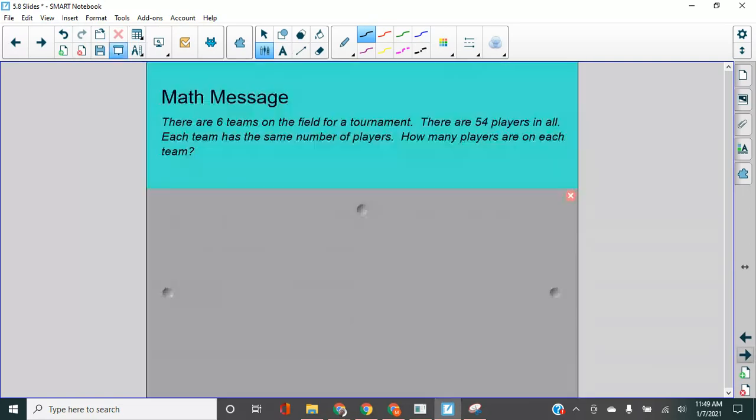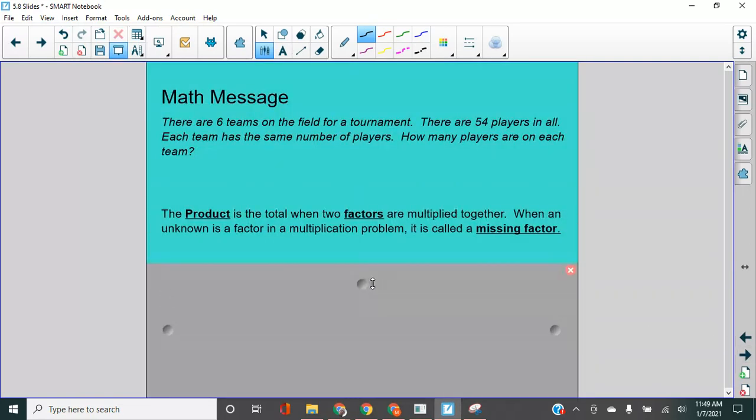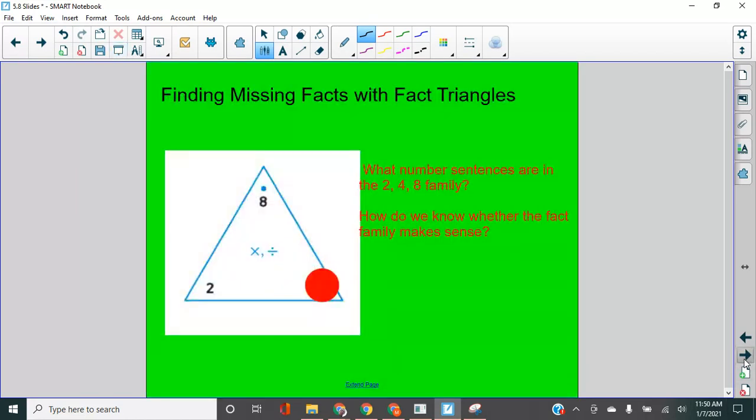All right, so let's talk a little bit about this problem, right? The product is the total when the two factors are multiplied together. So in our problem here, the product was 54. And you can see it's just flipped around, right? 6 times something equals 54 is the same as 54 divided by 6. This is why we have been working a lot on those fact families. Okay, and we figured out that this question mark here would represent the number 9.